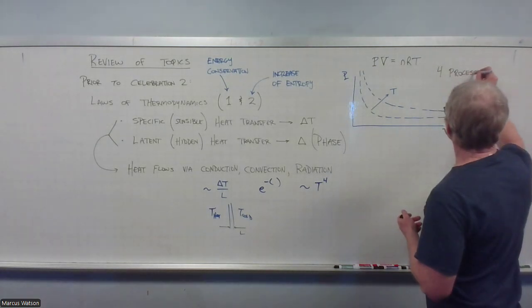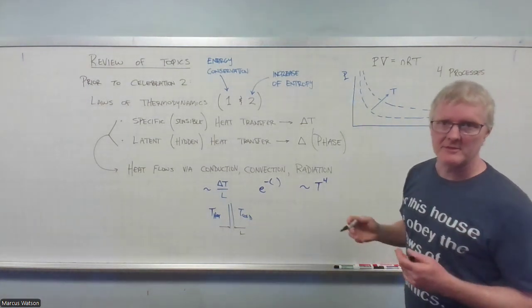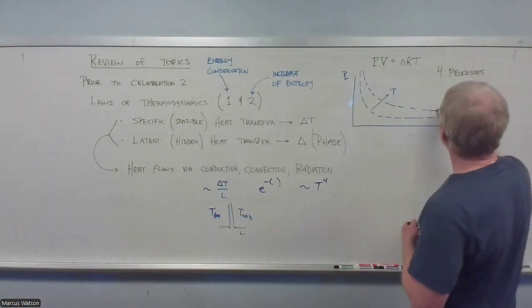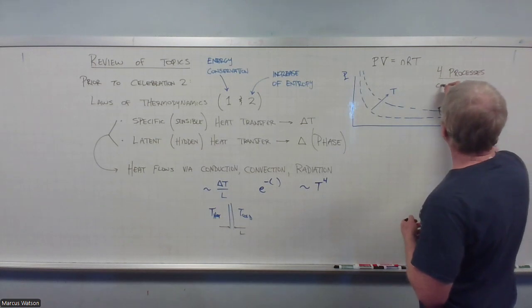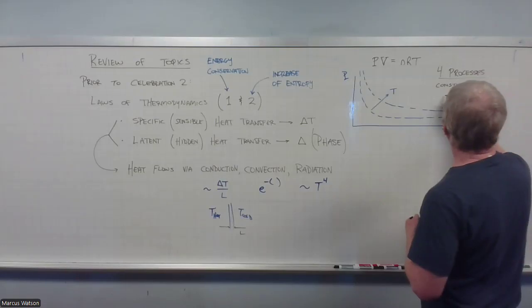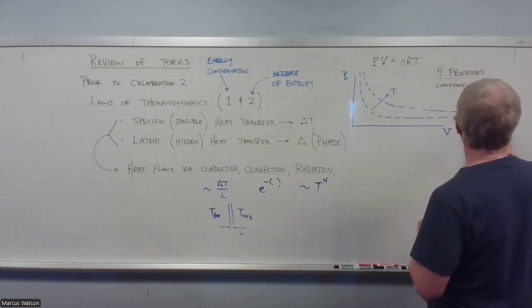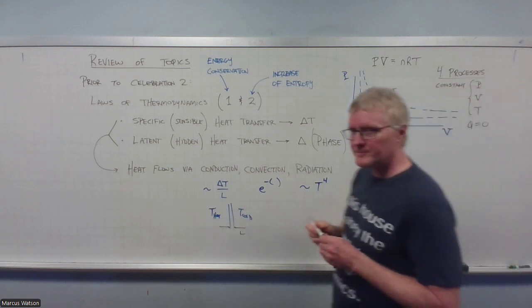This is a great number, the number 4, because when we get to optics, remember we've got the 4 questions. So we've got 4 processes, 4 questions, 4 everythings. It's great. So the 4 processes we came up with are constant P, constant V, constant T, and Q equals 0.